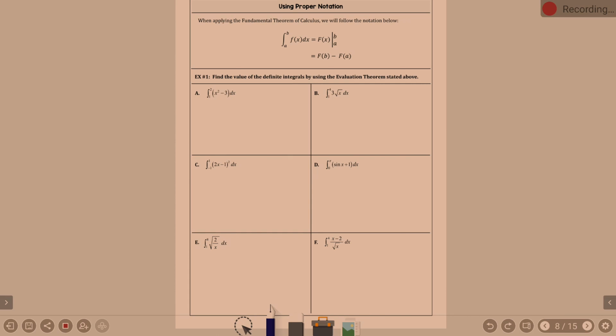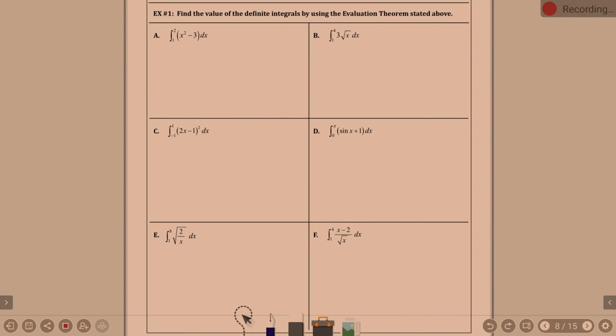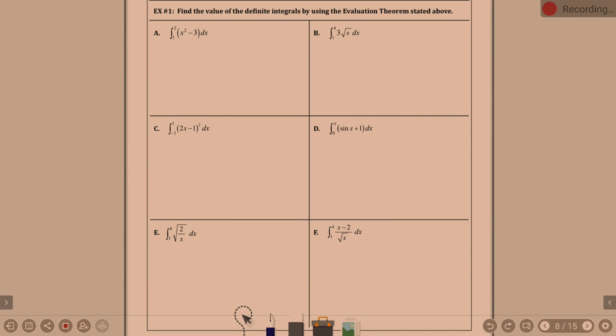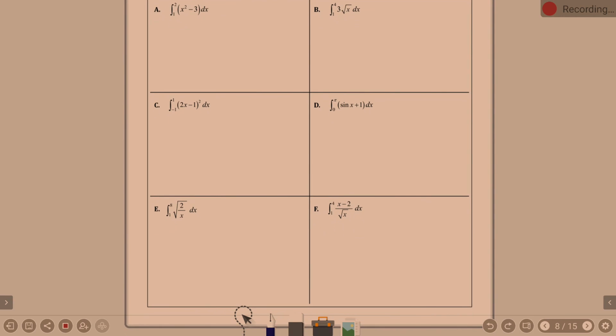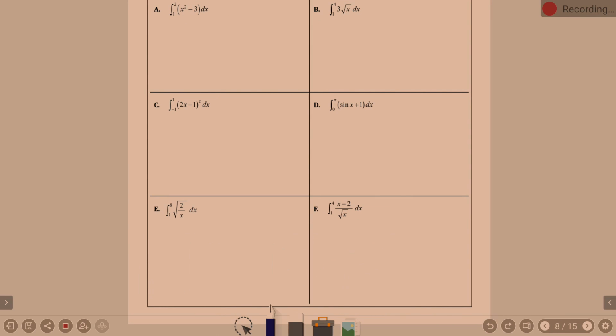Now, in all honesty, you just need me to do an example for that to make sense, right? Because I can tell some of you are just like, huh? What are you saying, Mrs. Sargent? Find the value of the definite integrals by using the evaluation theorem. Okay, so ignore the 1 and 2 right now. It doesn't matter.